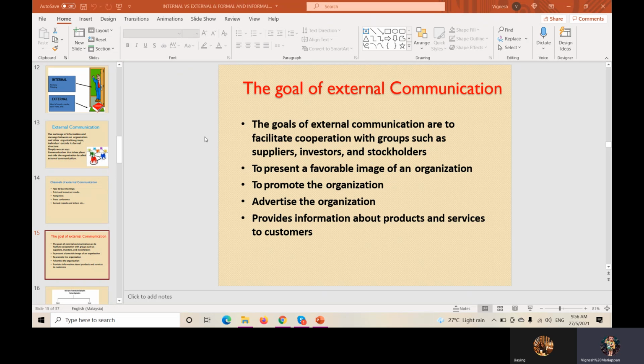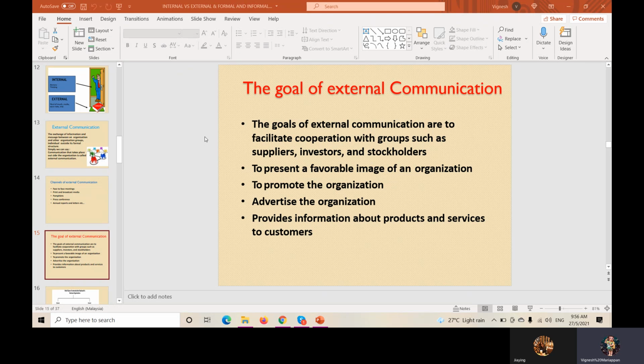So maybe you can provide information, you can promote the products or services of your company, correct? You can promote the organization, you can do the advertising of the products and everything. Maybe also you can show a good image of your organization to the customers. Usually in external communication, you can talk to the suppliers outside of the company, you can talk to the stockholders, you can talk to the investors and everything regarding your organization.